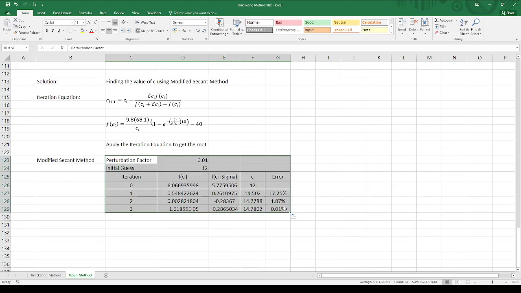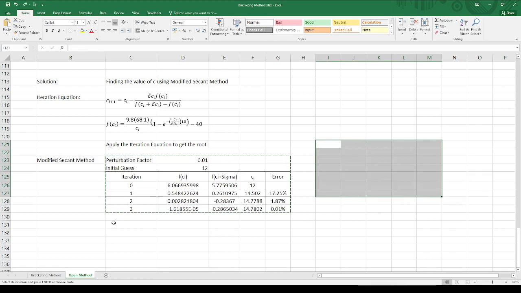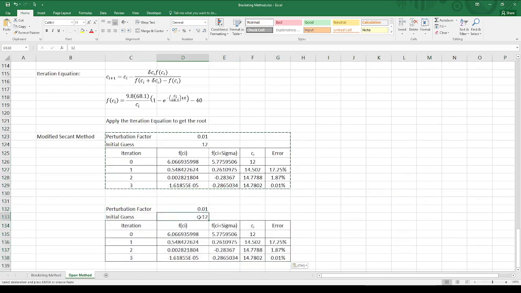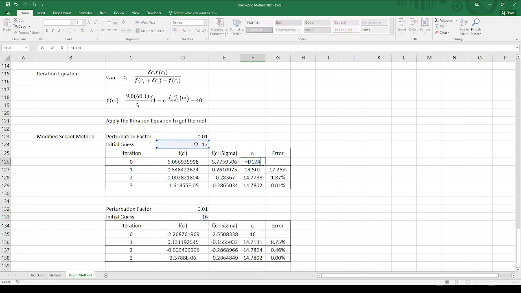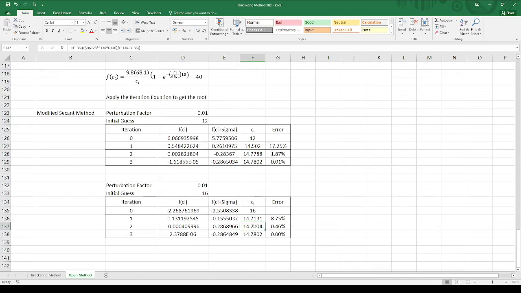So let's try to have one set of solution. Let's try an initial guess value of 16. So let's try 16. So yeah, same. No highlight anymore.